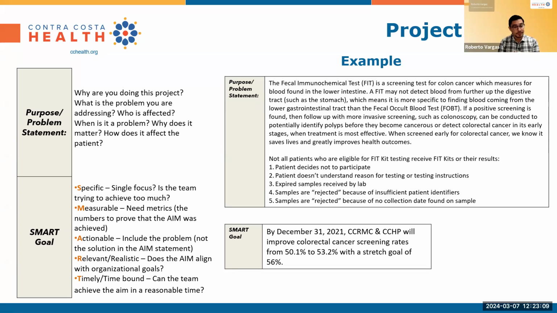And then the SMART goal. Again, we spoke through that a little earlier, but it's specific, measurable, actionable, relevant, timely. And so I said, okay, by December 31st, 2021, CCRMC and the health plan will improve colorectal cancer screening rates from 50.1 to 53.2 with a stretch goal of 56%. I'm trying to really share what we are trying to achieve as a big picture. And you'll see this again in future measurement.